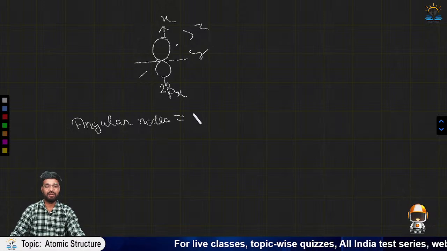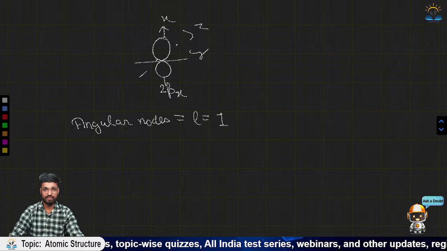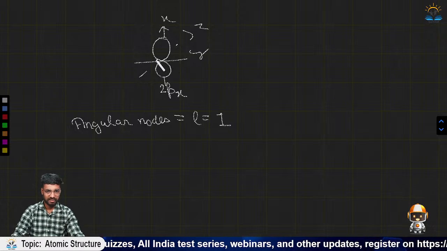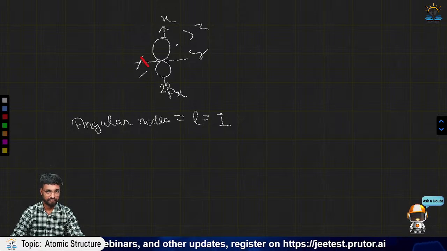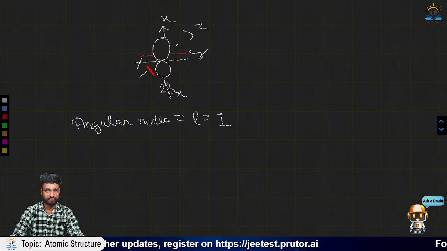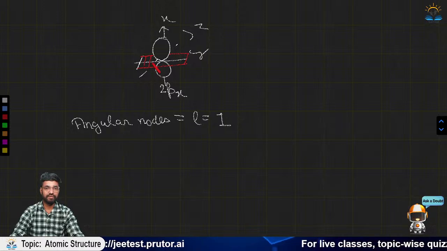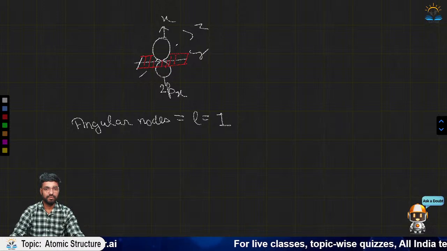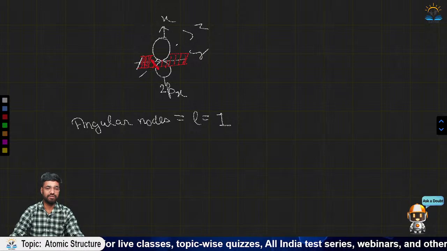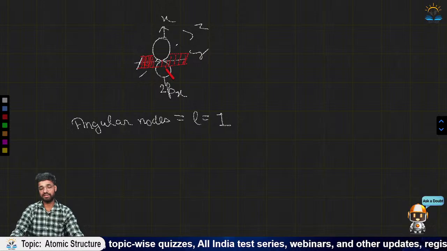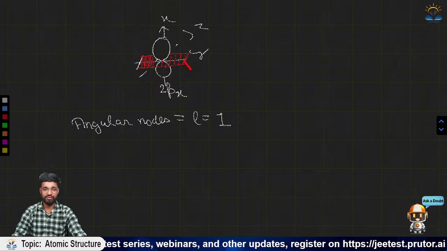If you consider the number of angular nodes, it will be equal to the azimuthal quantum number, that is 1. So if you see this thing here, if I draw a plane here, then you will see that on this surface, it is called a nodal plane. So these words are critical, do not get confused. To get a greater idea of angular nodes, I am introducing this word.